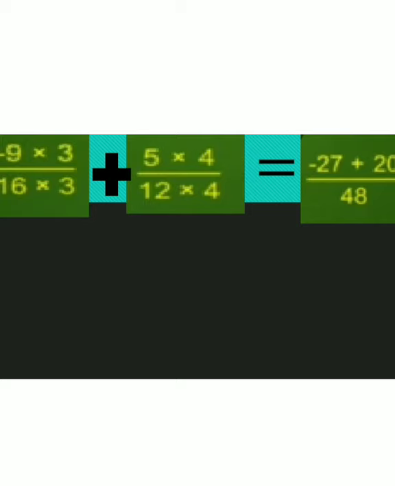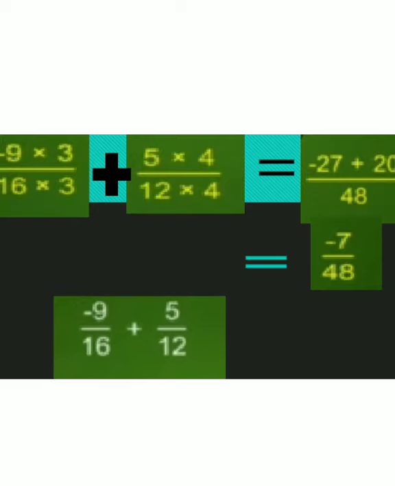So the numerator is minus 27 plus 20. These two have different signs. Different sign means we are going to subtract and write the sign of the greater number. So 27 minus 20 is 7. The greater sign is minus. So minus 7 by 48. Therefore, minus 9 by 16 plus 5 by 12 equals minus 7 by 48.